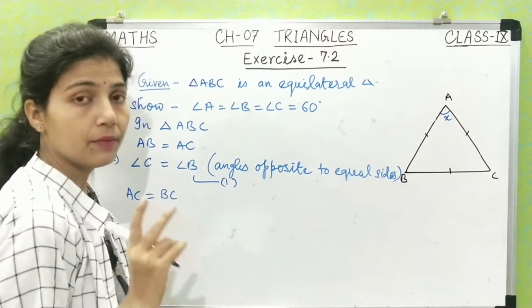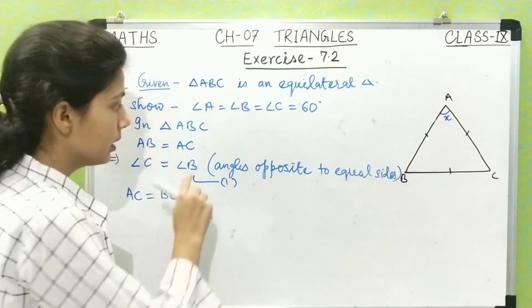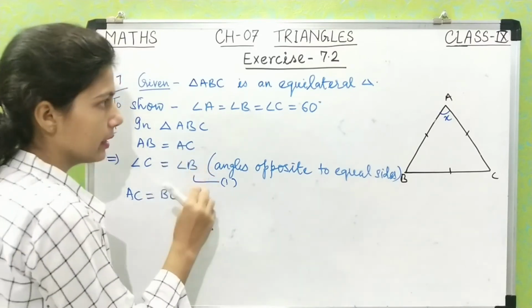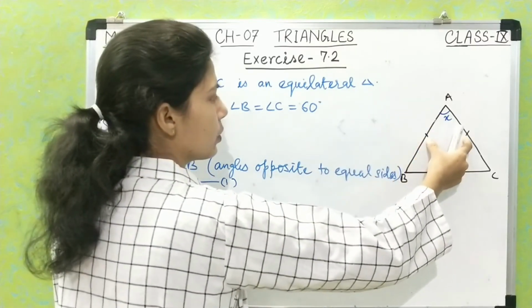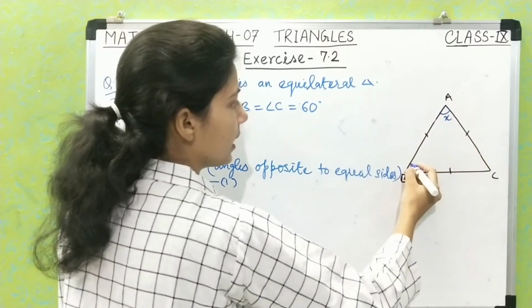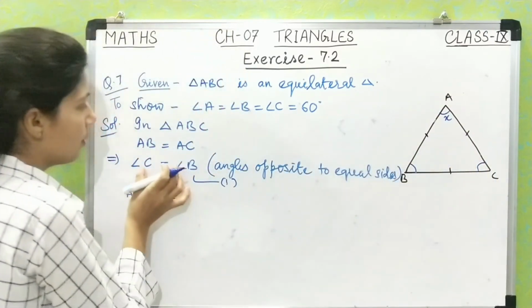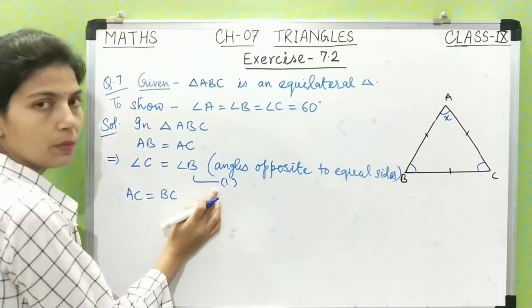Here, at a time we are going to take two sides. एक टाइम में हम दो साइड्स की बात कर रहे हैं. पहले हमने क्या किया, इन दो साइड्स को लिया, AB और AC को. तो इनके जो ऑपोजिट एंगल है, AC का ऑपोजिट एंगल B है और AB का ऑपोजिट एंगल C है, तो ये दोनों एंगल्स भी आपस में इक्वल होंगे. इसको हमने इक्वेशन नंबर 1 दे दिया.